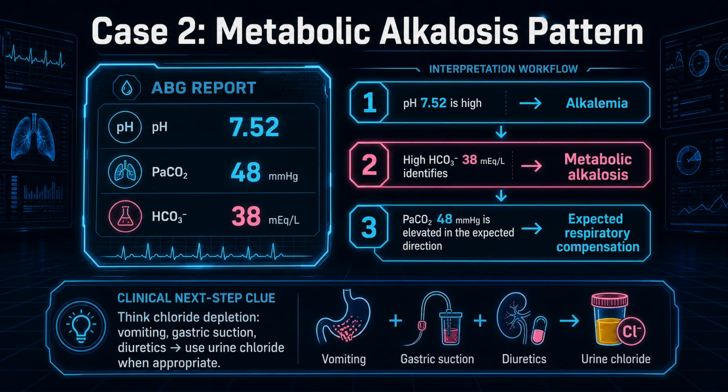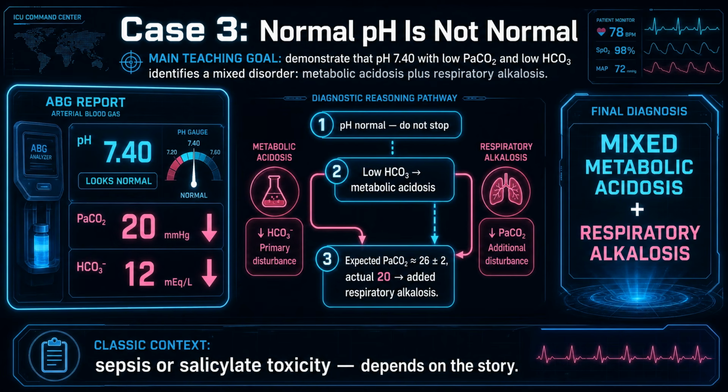In the second case, the pH is 7.52, so there is alkalemia. Bicarbonate is 38, so the primary disorder is metabolic alkalosis. Carbon dioxide is 48, which is elevated in the expected direction, meaning respiratory compensation is present. The bedside label is metabolic alkalosis with respiratory compensation. The next clinical step is not more math. It is asking why: vomiting, gastric suction, diuretics, and chloride depletion are common patterns, and urine chloride can help when appropriate. This is the case from the opening.